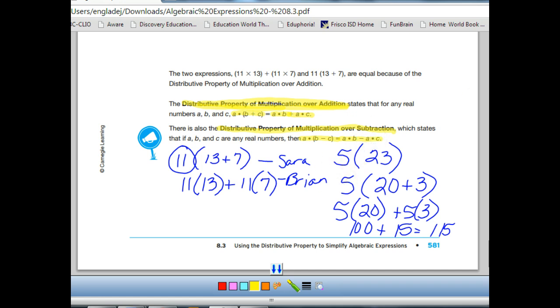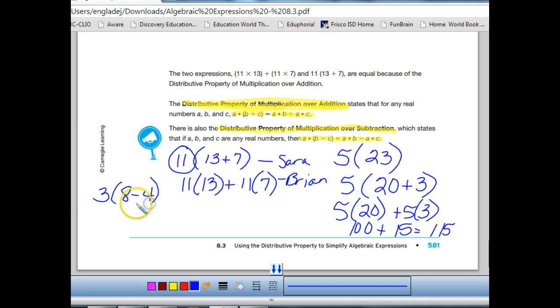Now we saw that in our warm-up from yesterday. If you remember, it said 3 times the quantity 8 minus 4. Now, I think all of us would use order of operations to say that that's 3 times 4, right? But here's what I want you to think about. Could I have also said that this could have been 3 groups of 8? I want to distribute this 3 groups of 8, and from that, could I have subtracted 3 groups of 4?